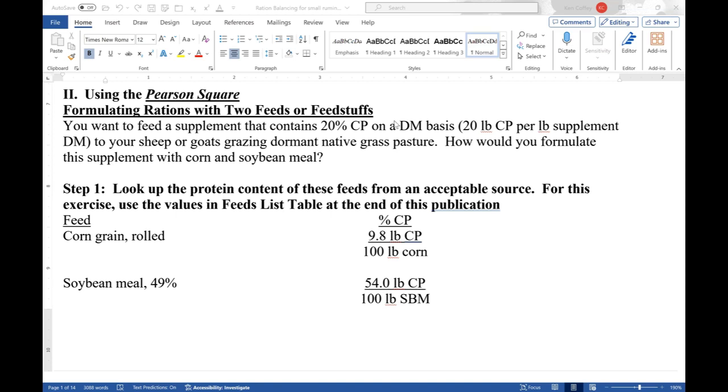Will these be the same for meat as well as dairy animals? You can formulate these diets. The website I'll show you when we go to formulating diets, it's set up exactly the same, whether it's goats, sheep, or dairy. They have it for dairy goats as well. So yes, you can use the same approach for your dairy animals as you would for what we're going to do today.